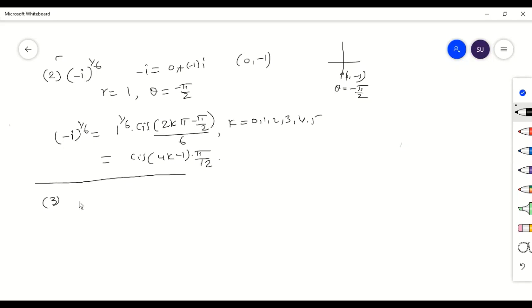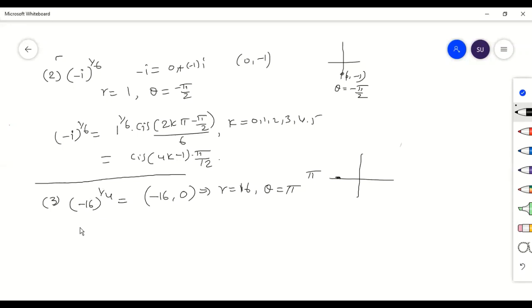Minus 16 whole power 1 by 4. So you may write it again in the point form. This is minus 16 comma 0. Imaginary is 0, real is minus 16. So clearly r is equal to root of 16 whole square, which means 16 only. Theta is equal to how much? Here it is on the negative x-axis. That is, theta is equal to pi.